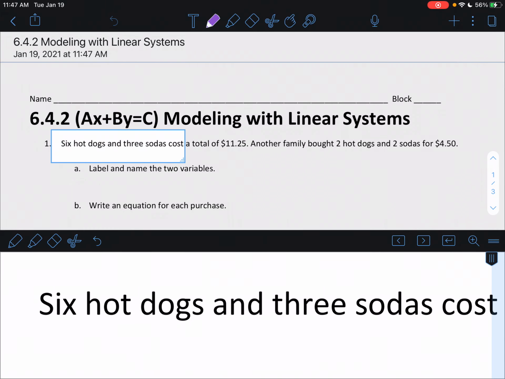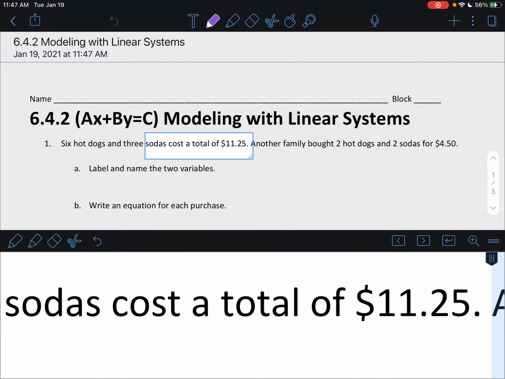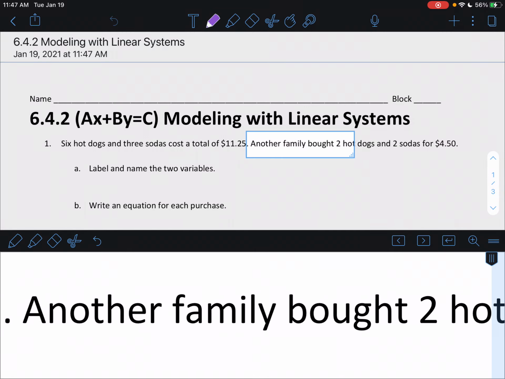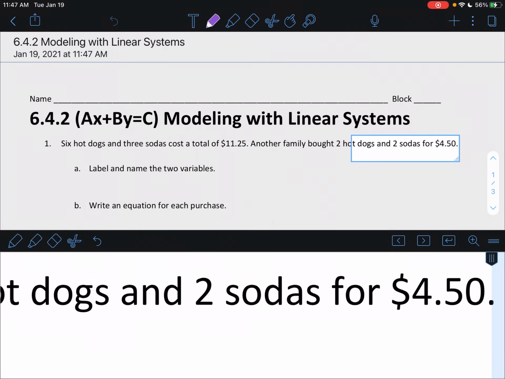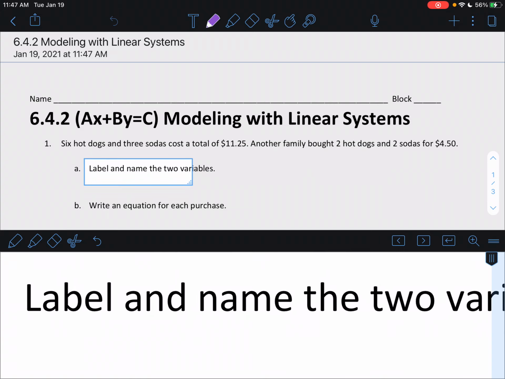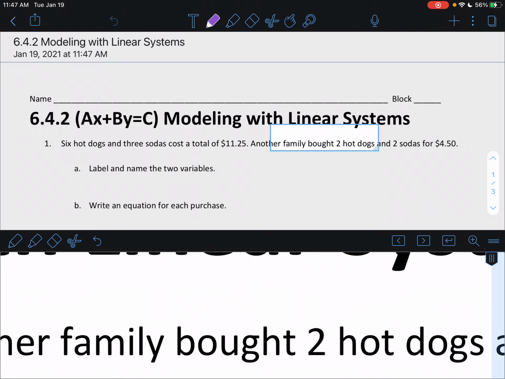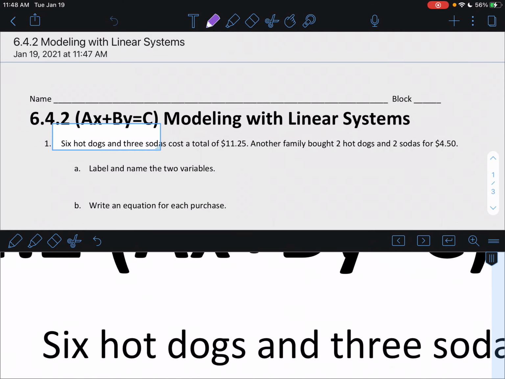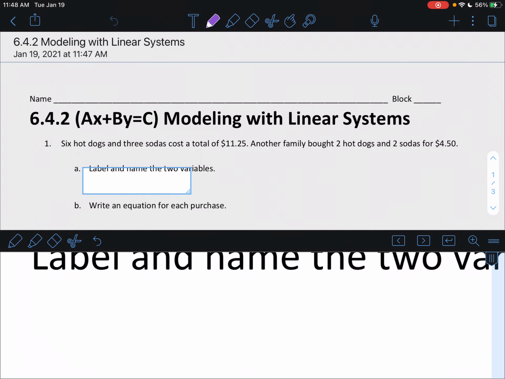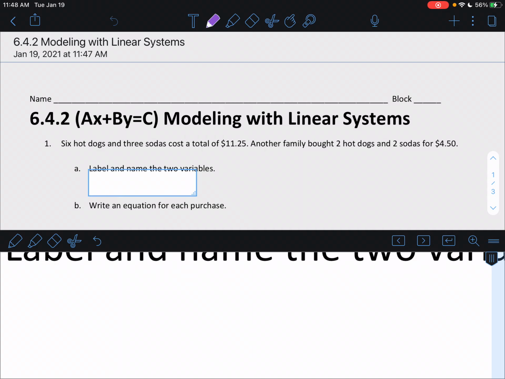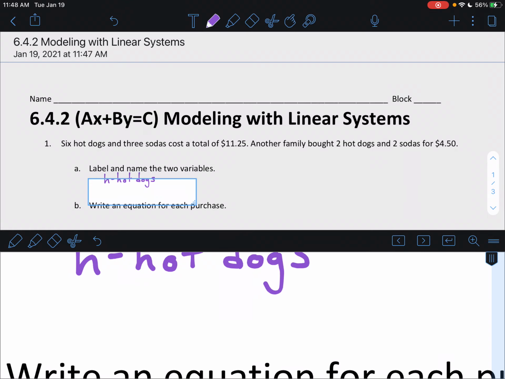Let's just read the problem. 6 hot dogs and 3 sodas cost a total of $11.25. Another family bought 2 hot dogs and 2 sodas for $4.50. So I want to label and name my 2 variables. The 2 things that each of the families bought were hot dogs and sodas. So my variables, I'll say H for hot dogs and S for sodas.